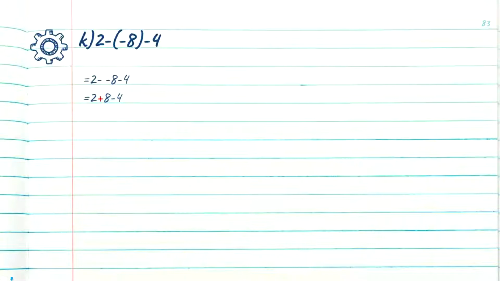Since the line is clean, we can go ahead and start solving. 2 plus 8 is equal to 10, and we drop the rest of the equation. 10 minus 4 is equal to 6, and there's no further operation, so we can just say that the final answer is 6.